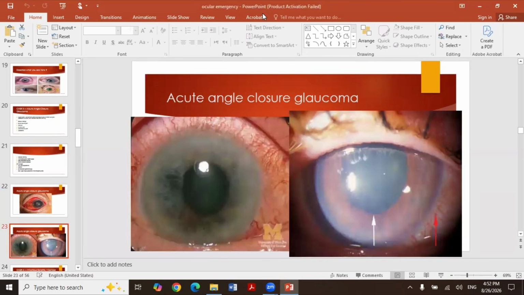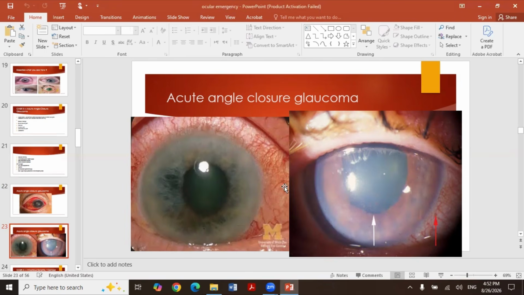Okay, this is another picture. Both of them show acute angle closure: mid-dilated pupil, severe injection around the cornea, call it ciliary injection, and edematous hazy cornea. In the second picture, you can see the haziness of the cornea, mid-dilated pupil, severely injected eye, and this patient comes with nausea, vomiting, severe headache, and it's unilateral. This is acute angle closure glaucoma until proven otherwise.